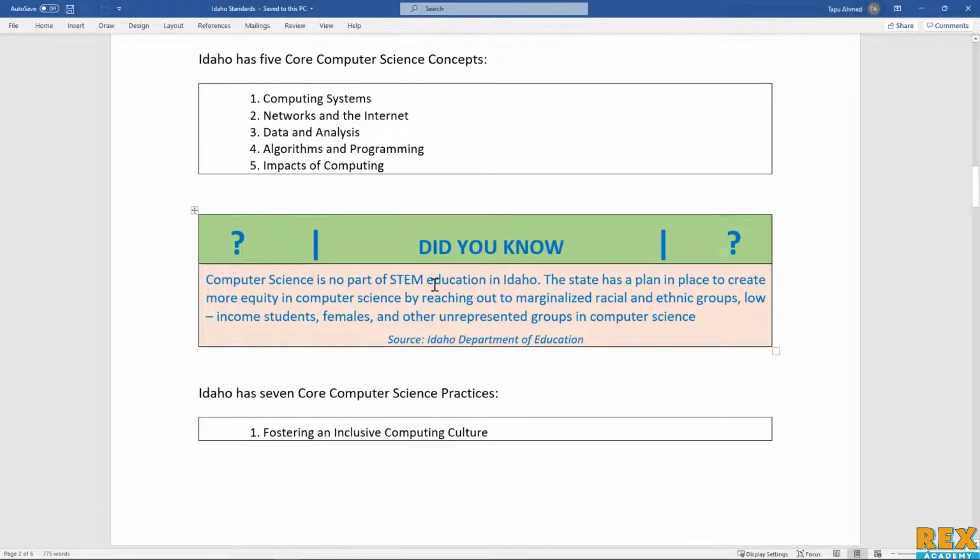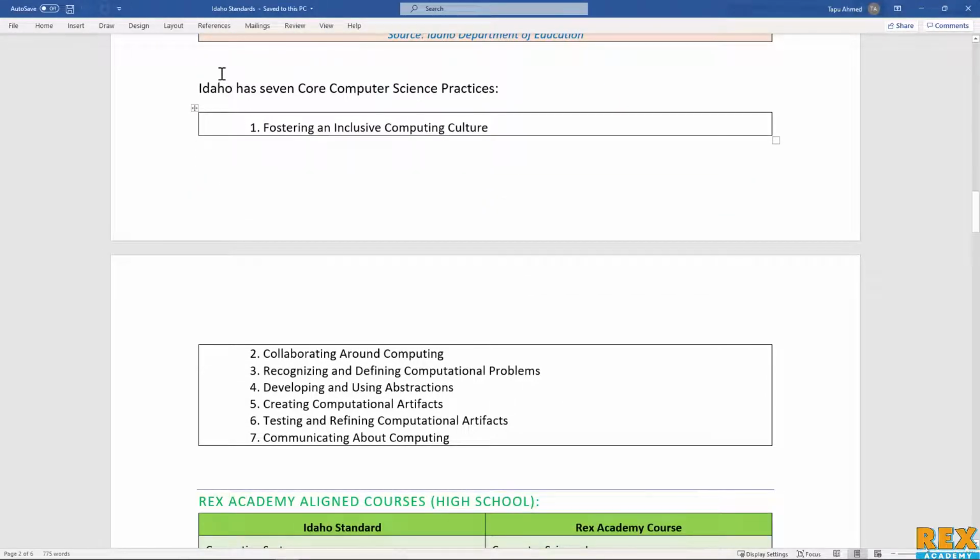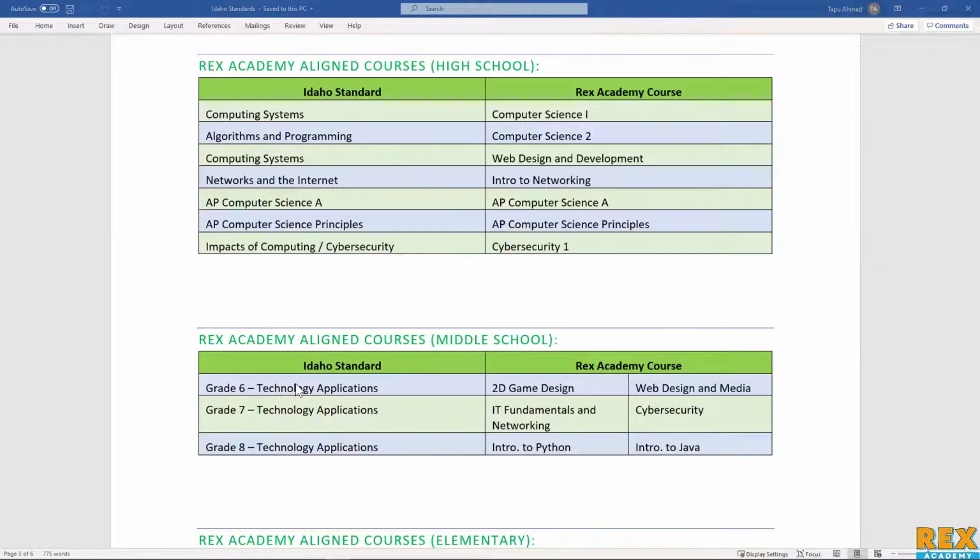It is part of STEM education, computer science is. The goal is to essentially reach out to marginalized racial, ethnic groups, low-income students, females, and other essentially unrepresented groups in computer science. And to do that, computer science has 7 core practices, as you can see again outlined here, that they are really focusing on in the state of Idaho.